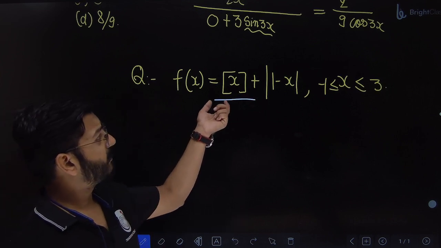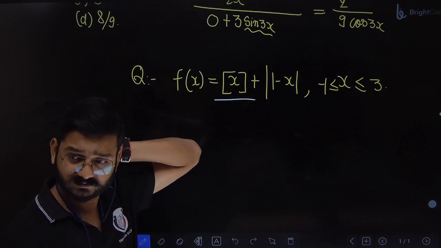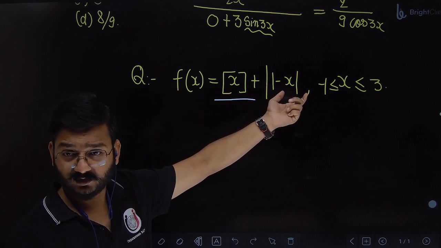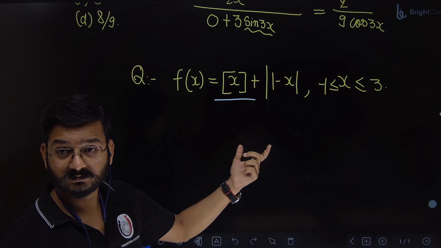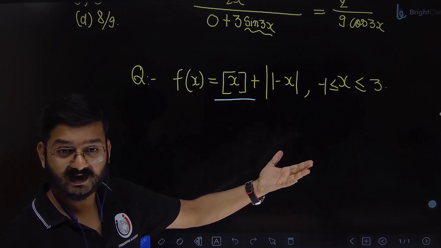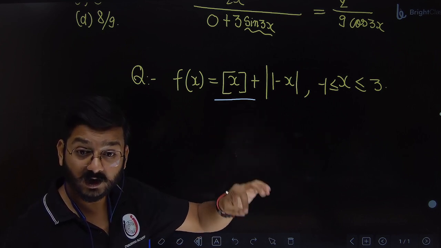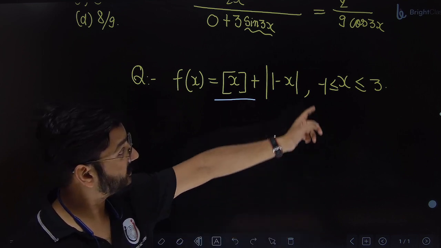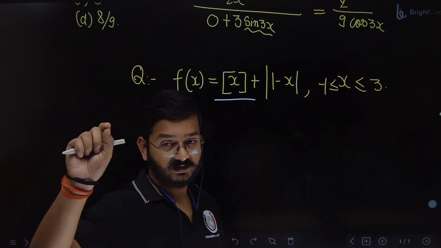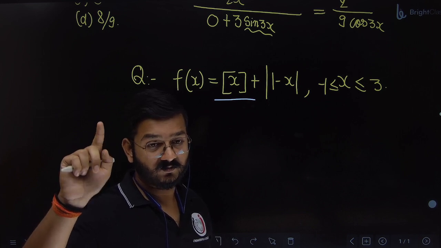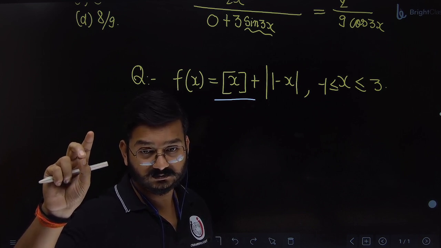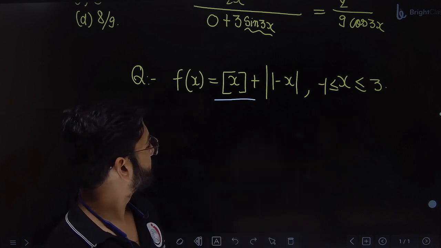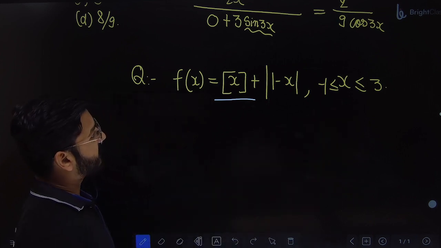So here, the plus example is in front of you. Discontinuous at integers, continuous at all integers. So what will be the outcome? Discontinuous. And discontinuous at which points? All integral points. So how many integers are there? -1, 0, 1, and 2. Three is also included. So check once.